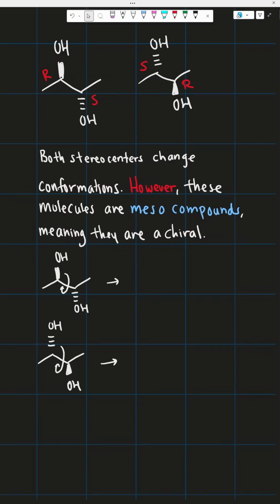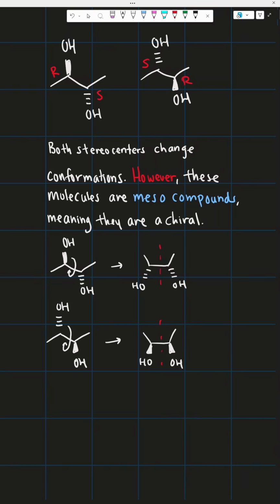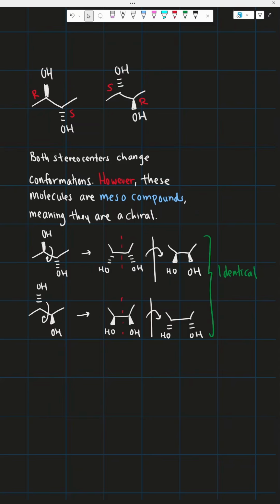If we flip the carbon bonds here, we can see this internal plane of symmetry. Even more, if we flip it over the y-axis to see the mirror image, we can see that these molecules are superimposable, meaning that they are identical and therefore not enantiomers.